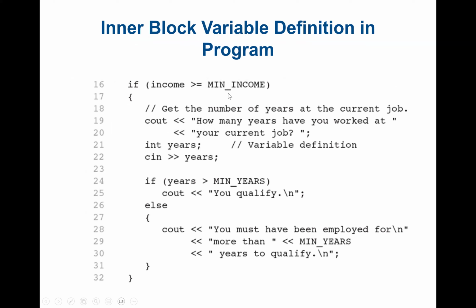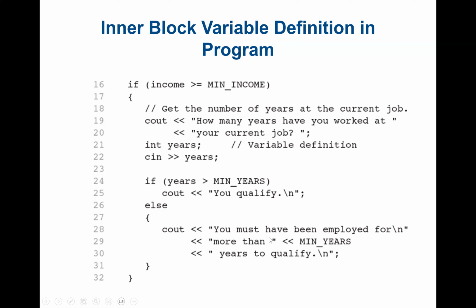If income is greater than or equal to mean income, then we get a number of years at the current job. So we are going to print how many years have you worked at your current job. We declare variable years, so we can see this variable is declared in the if condition. So this is a local variable. Then we tell the user to enter the value to the variable years. Now, if years is greater than mean years, then we say you qualify. Otherwise, you must have been employed for more than whatever the mean years is.